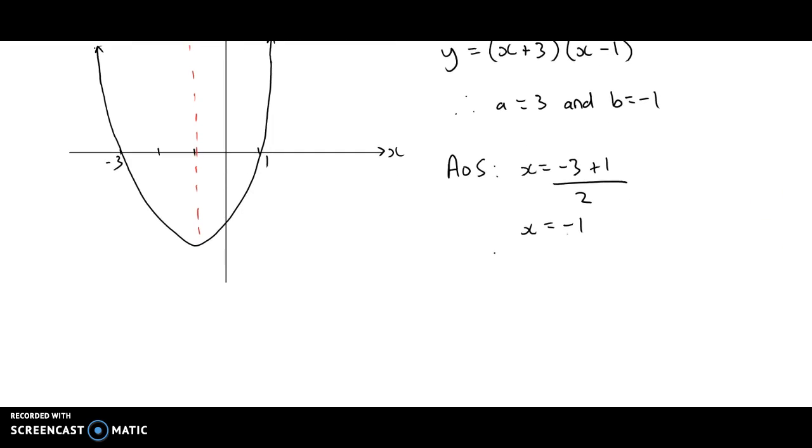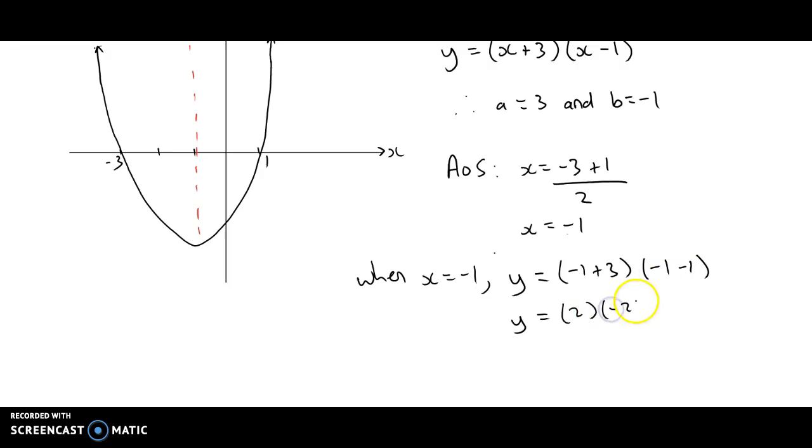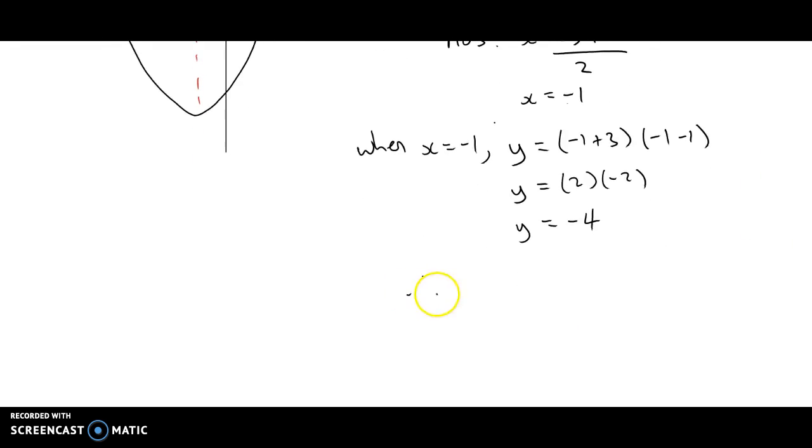Alrighty, then to find our turning point, we can substitute our x equals minus 1 into the rule that we found for the parabola. So when x equals minus 1, y equals minus 1 plus 3, minus 1 minus 1. So y equals minus 1 plus 3 will give us 2. Minus 1 will give us minus 2. So y equals minus 4. Therefore, the turning point is at minus 1 was our x and minus 4 was our y.